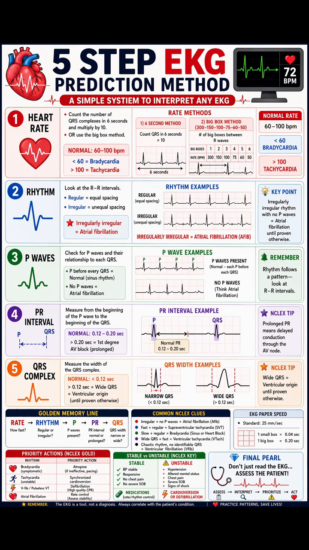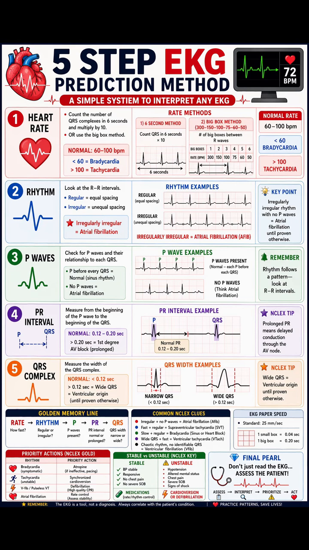So let's start from heart rate. Count the number of QRS complexes in 6 seconds and multiply by 10, okay? This is how you get the heart rate. And if you are confused about the QRS complex, we have the next idea. Use the big box method. Here you have to measure the distance between two R waves. Count the number of boxes from one R to the next R.